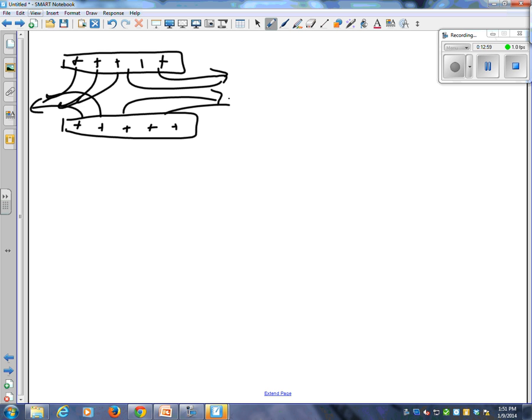Is it important that you have the arrowheads on? Yes. Absolutely, right? I can't tell if you know what you're talking about if you don't have the arrowheads. So yes, important.